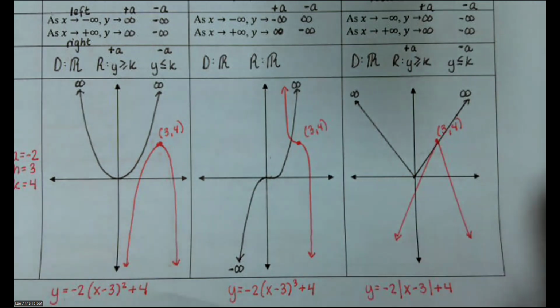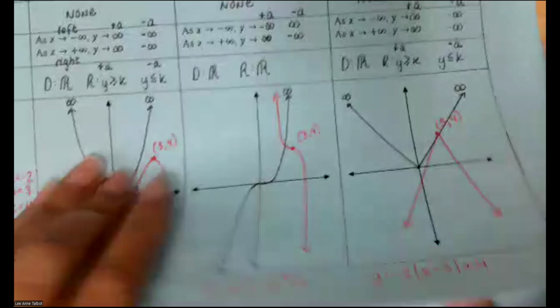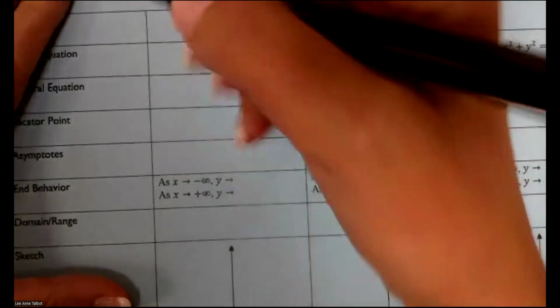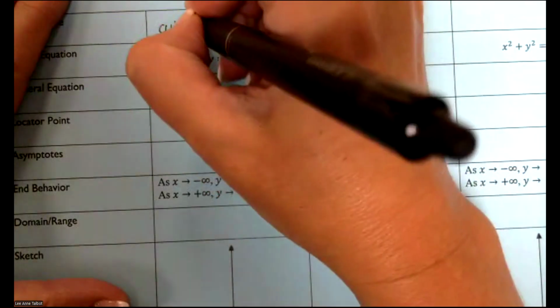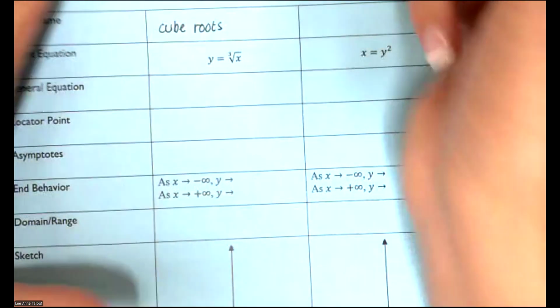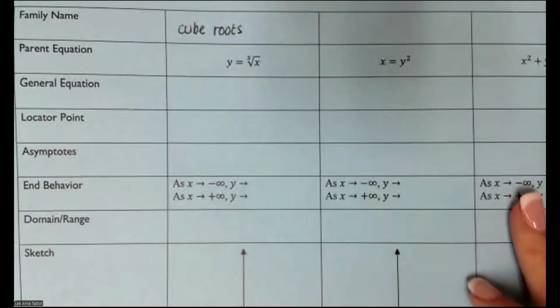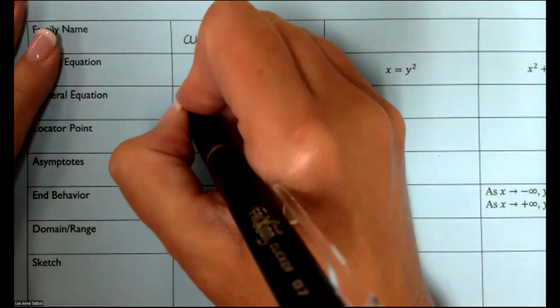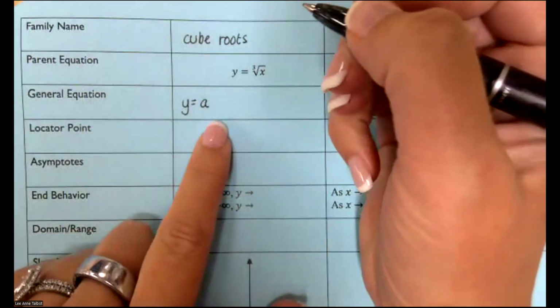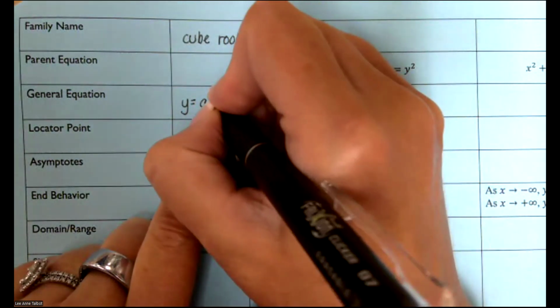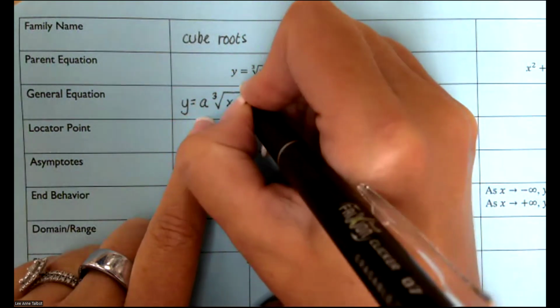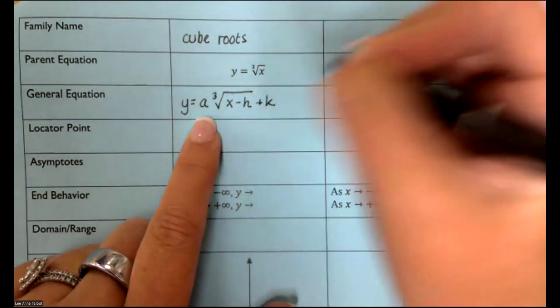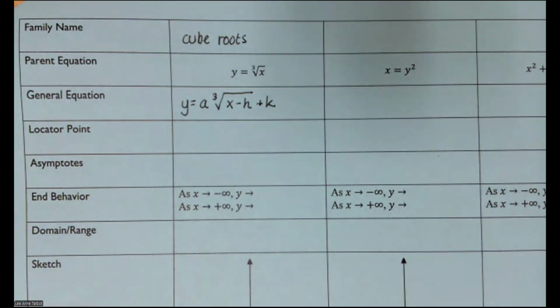Okay, so now we're going to do one entry today, which is the cube roots. Just one. Okay, general equation, y equals a still in the front, and instead of a square root, it's a cube root. X minus h inside, k outside. And have you ever graphed a cube root before?